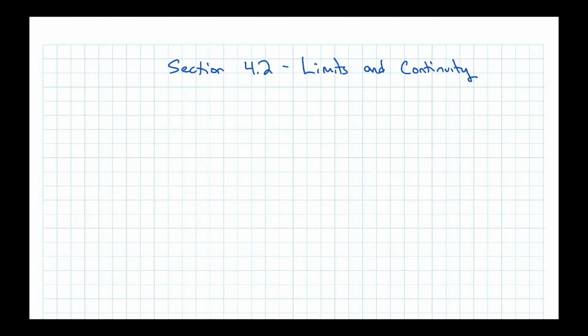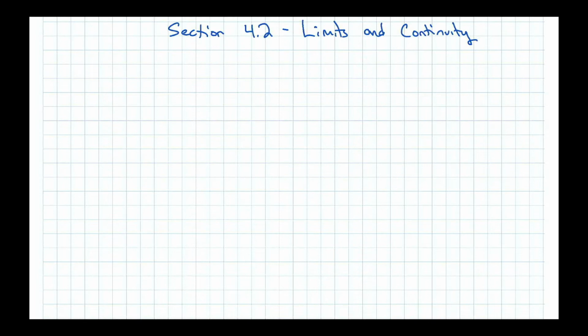Hello, everybody. So what we're going to be looking at today is section 4.2 in your book, which is limits and continuity. So in order to do this, or rather, before we get started here, let's just talk about what we're going to learn how to do. What we're going to learn to do in this section is calculate limits of functions of two variables.